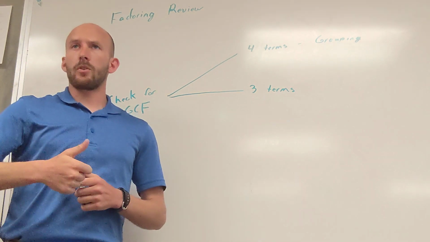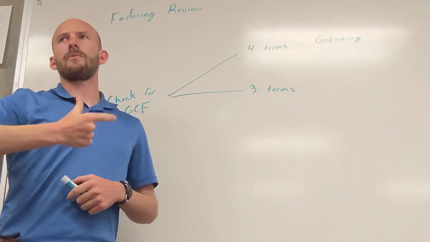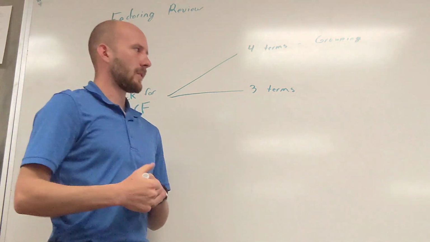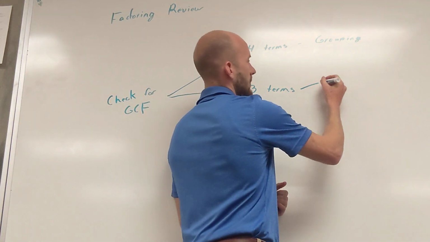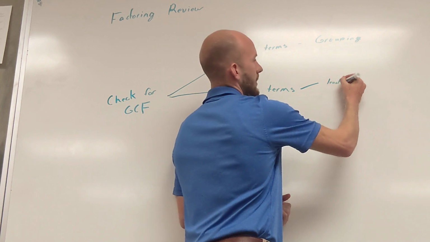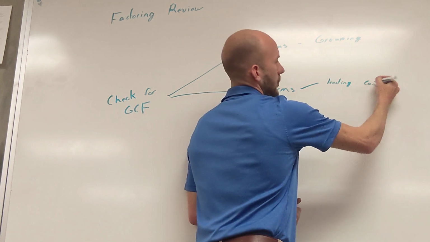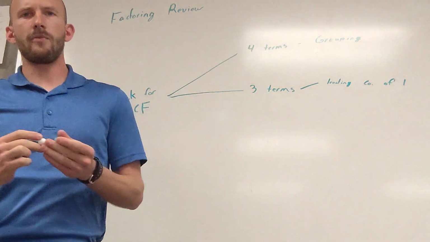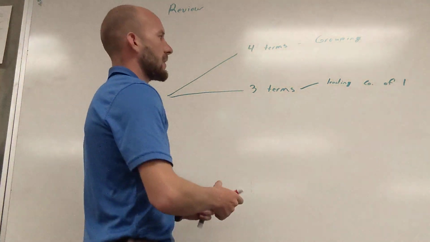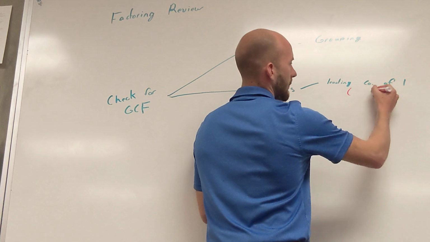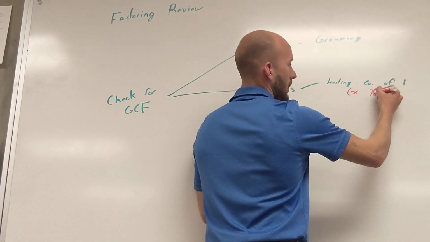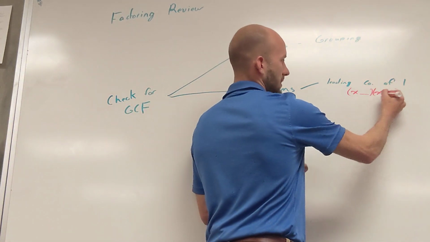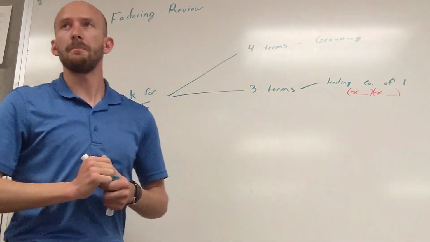If it only has 3 terms, that's our trinomials, and there were 2 different types. Ones where there were leading coefficients of 1, and then ones where there was a leading coefficient other than 1. So I'm going to put leading coefficient. I'm just going to abbreviate that. If it has a leading coefficient of 1, and I'm just going to put a real quick example underneath that. That's where we go straight to the x and x. And then you have to fill in the blank with what those 2 numbers need to be.